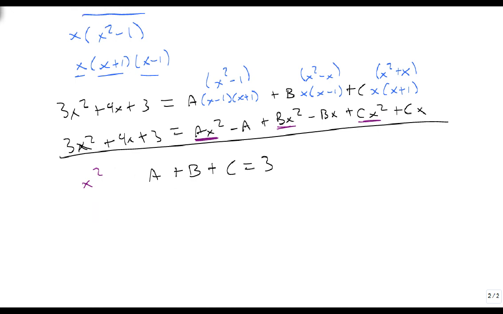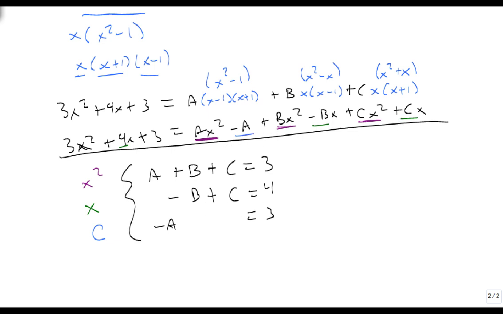For my x terms, I have a −Bx and a +Cx, so I get −B + C = 4. And for the constants, I get −A = 3. Notice that no B or C is a constant, it's just the −A. So this is my system.